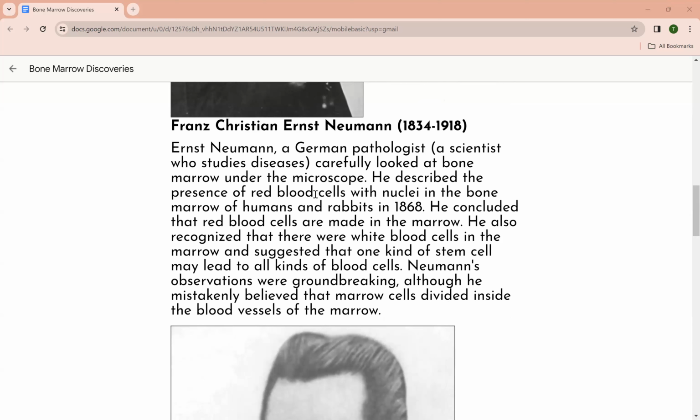All right, so let's read about the first one and you can tell me if you like him or not. Ernest Neumann, a German pathologist, a scientist who studies diseases, carefully looked at bone marrow under the microscope. He described the presence of red blood cells newly in the bone marrow of humans and rabbits in 1868. He concluded that red blood cells are made in the marrow. He also recognized that there are white blood cells in the marrow and suggested that one kind of stem cell may lead to all kinds of blood cells. Neumann's observations were groundbreaking, although he mistakenly believed that marrow cells divided inside the blood vessels of marrow.